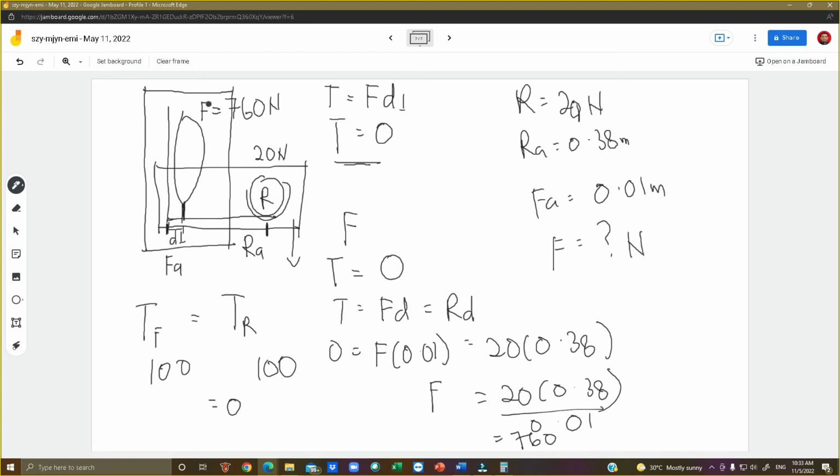Why we need a lot of force? Because force arm pendek. Always remember this. When force arm pendek, in order to balance up weight, we need a lot of force. And the force need to be more than the amount of resistance. This is the concept of torque. Saya bagi satu lagi contoh.